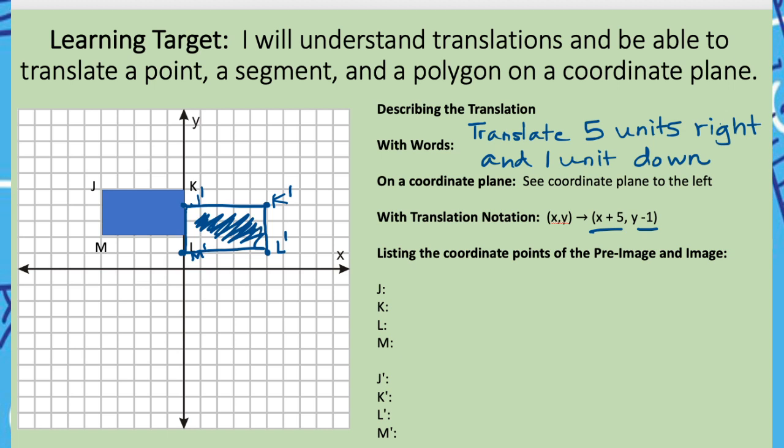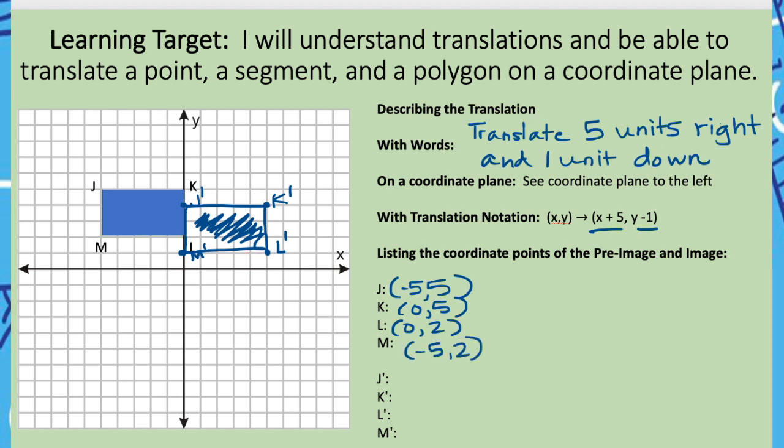Okay, so the last thing I need to do is to list the coordinate points of both the pre-image and the image. So the pre-image is JKLM. It looks like J is at, just want to make sure, (-5, 5). K is (0, 5), because it's on the y-axis. L is (0, 2). And M is (-5, 2).